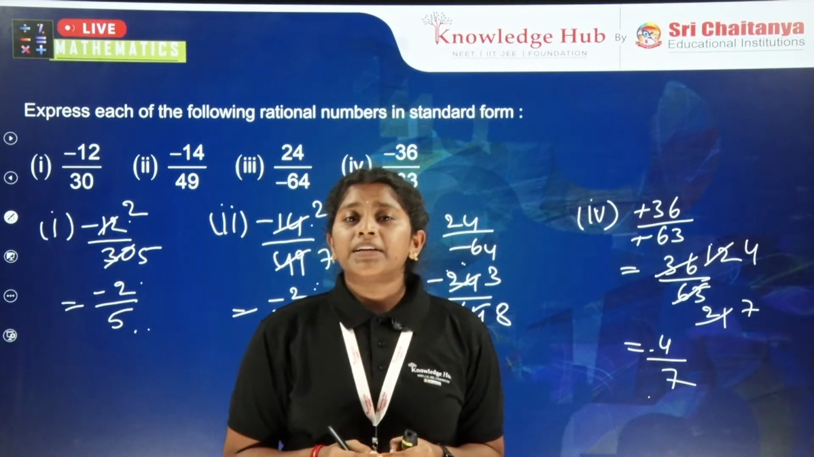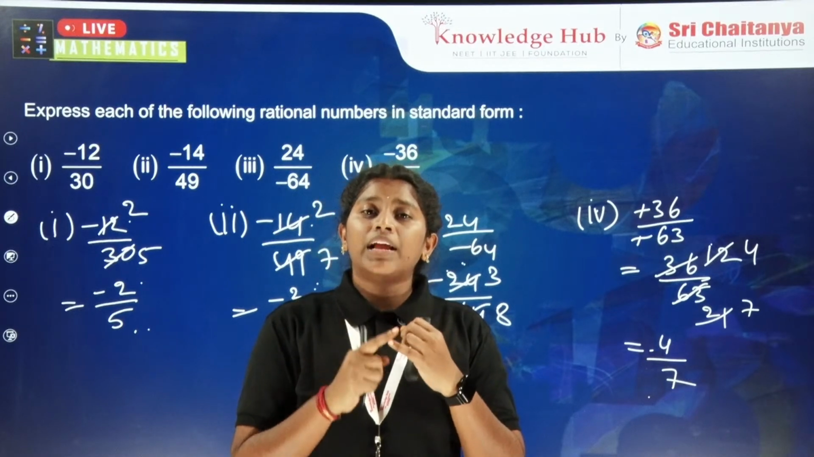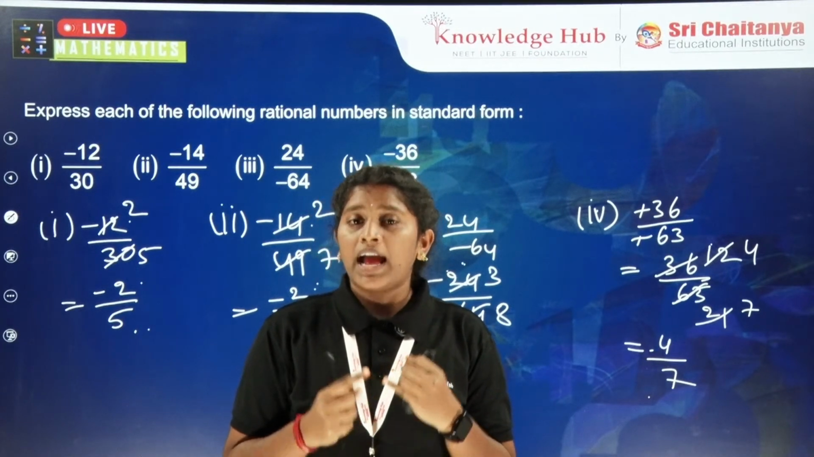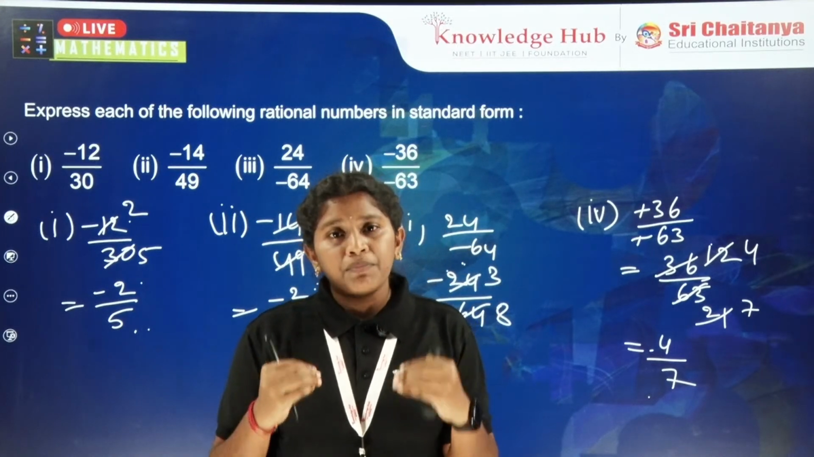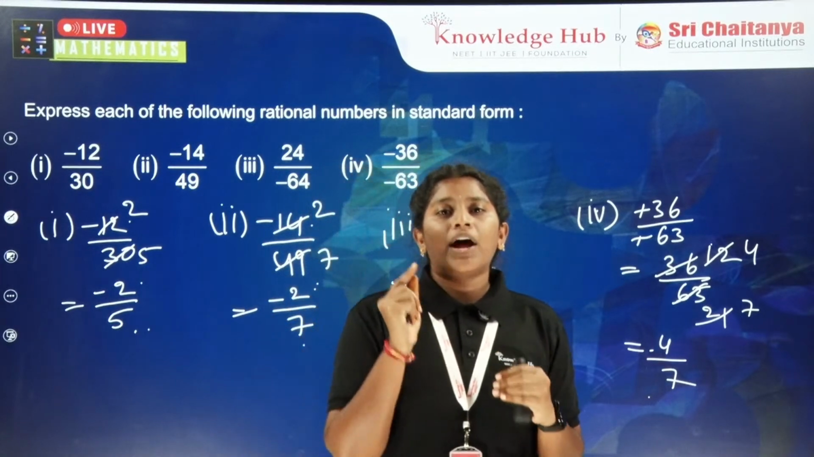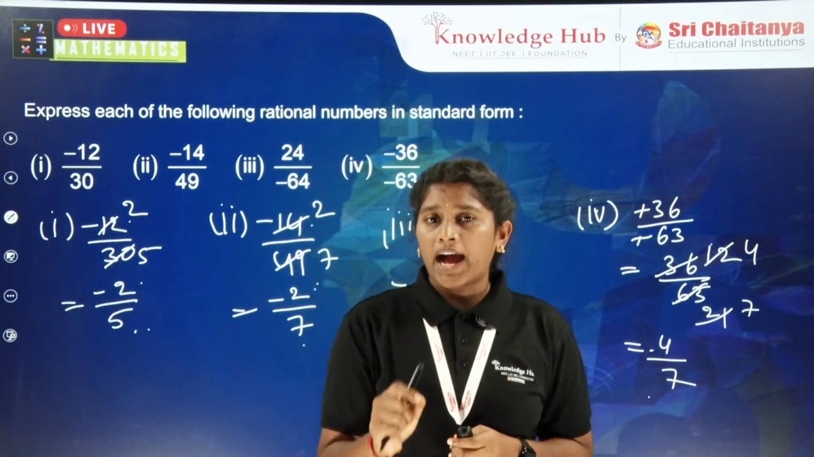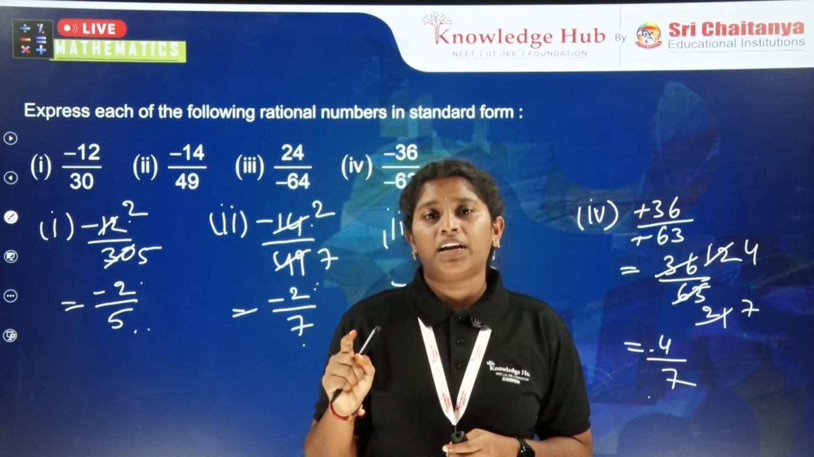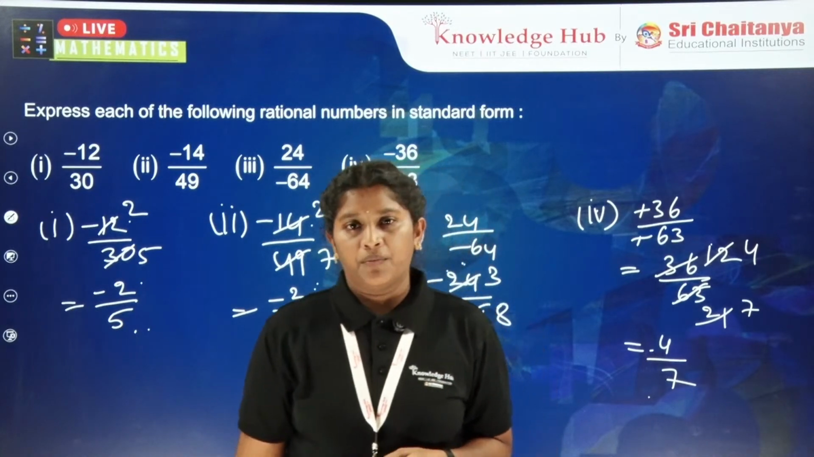So if you want to represent any rational number in the standard form, first of all, we eliminate the negative sign in the denominator, and next we bring the given rational number into the simple form where both numerator and denominator have 1 as the common factor. Both numerator and denominator should have the common factor as only 1, then only the rational number is considered to be in the simplest form.